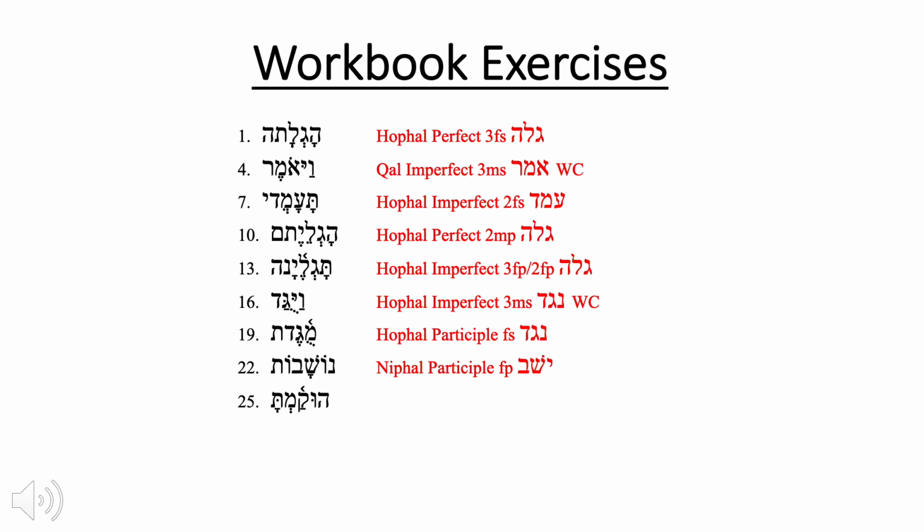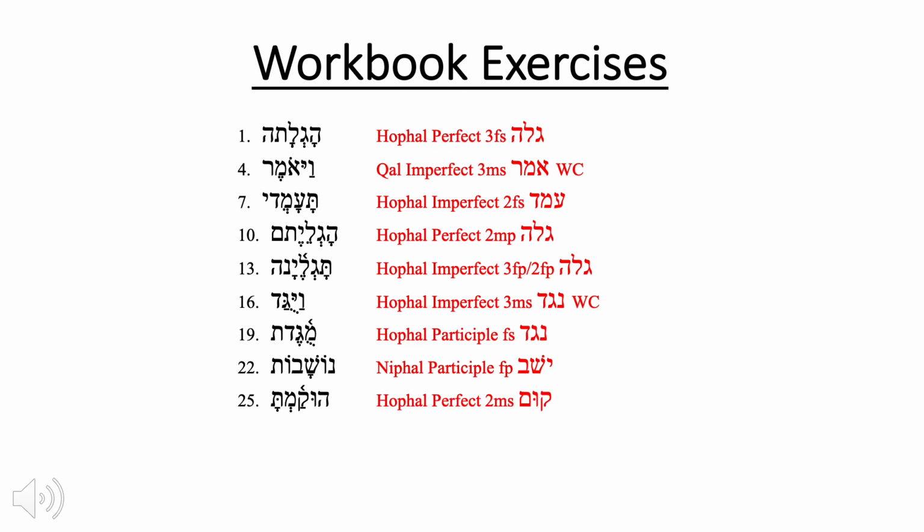Since it's not a third hey infinitive construct, we then know that the ot is a marker of the feminine plural, which means this must be a participle. And the nun at the beginning of the verb gives it away that it is a nifal participle, feminine plural from yashav. And then last but not least, how do we parse number 25?